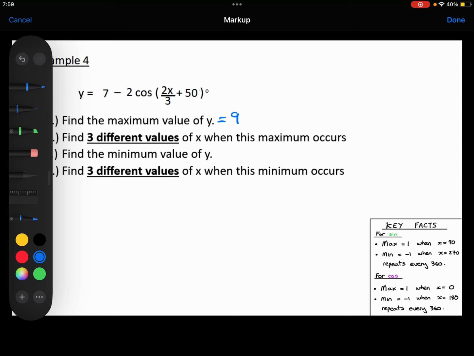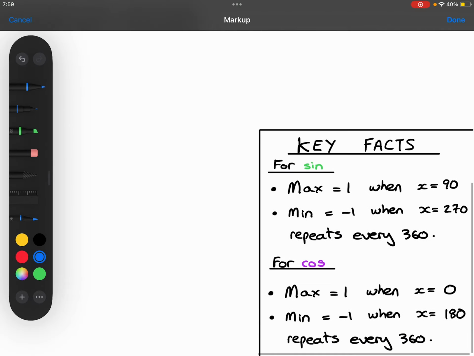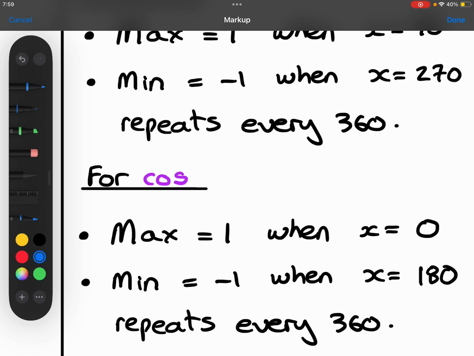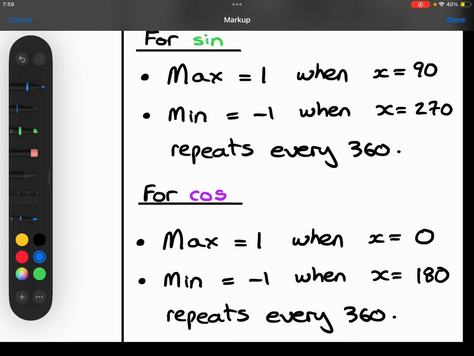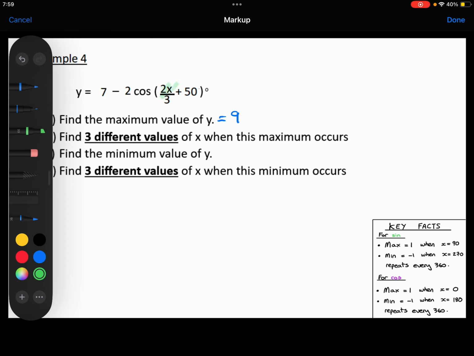We need to find 3 different values when that maximum is going to occur. Usually with cos, the maximum happens at 0, but that negative is going to flip things around. So actually my maximum is going to happen here when x is 180. So when this thing on the inside here equals 180. But I could also find other values, and this question does want me to find other values, by adding 360 to that. So I can do 180 plus 360 is 540. I could add another 360 again to get 900. Or I could always subtract 360 as well. I could do 180 minus 360.